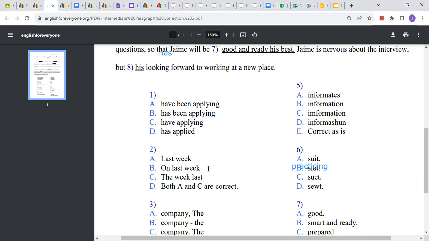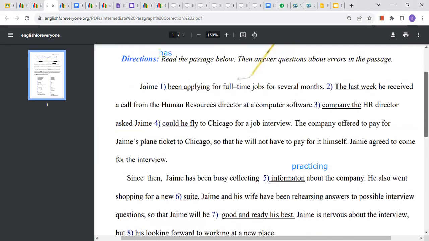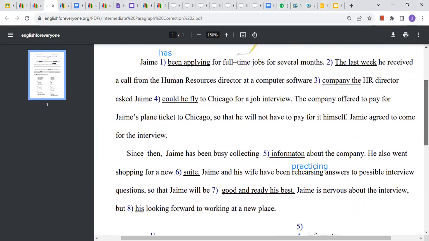Last week, not "on last week," not "the week last." Will the A and C be correct? A, B, A, C. "The week last" doesn't work either. You might say "the past week," but "the week last" doesn't work. "On the last week" is also not right.